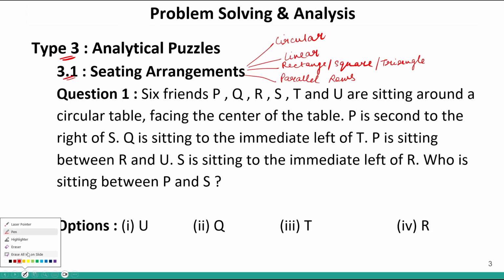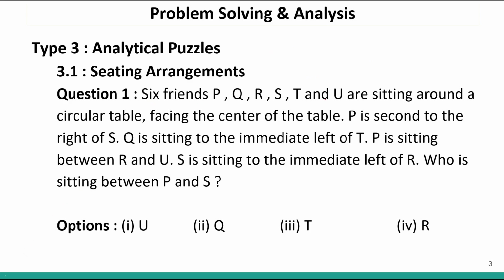Let us solve this. Now, 6 friends are sitting around a circular table. So circular table, 6 friends. 1, 2, 3, 4, 5, 6. We assume that they are sitting equidistant. If it is mentioned very specifically that they are not sitting at equidistant, only then we assume that they are sitting in a different manner. Otherwise, in each seating arrangement question, we assume that they are sitting equidistant from each other. Now, each of them is facing the center of the table. So, each of them is facing the center.